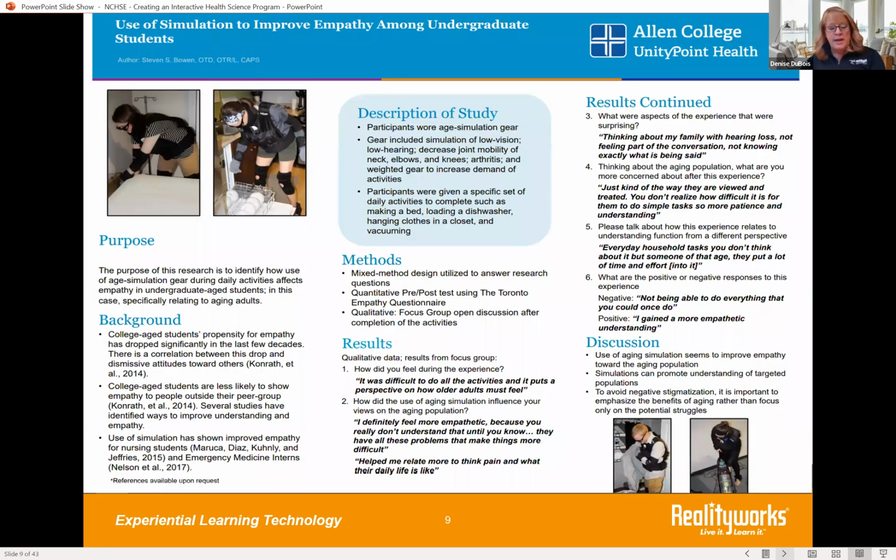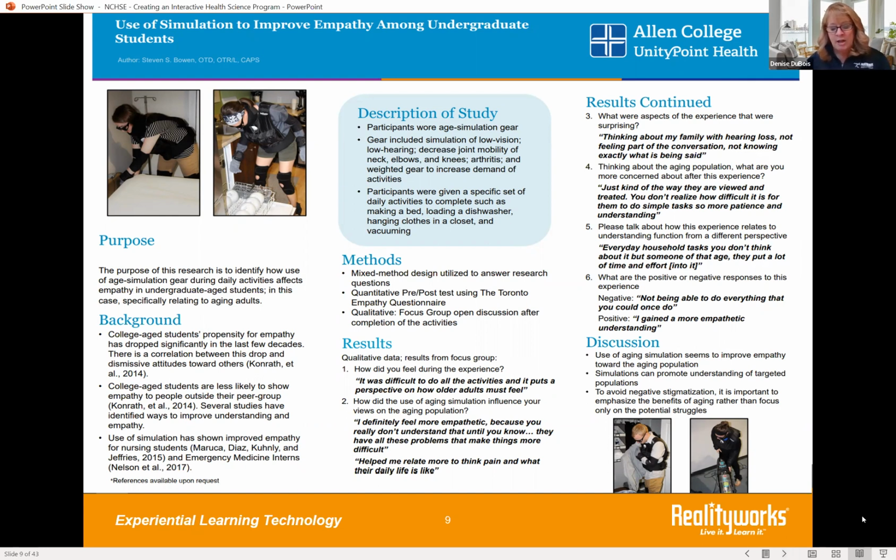We recently had a research study completed showcasing the benefits of a wearable geriatric simulation suit that we have. This study was completed by Allen College assistant professor Stephen Bowen, and he studied the effect of geriatric simulation scenarios on his graduate occupational therapy students. And this is a quote from him.